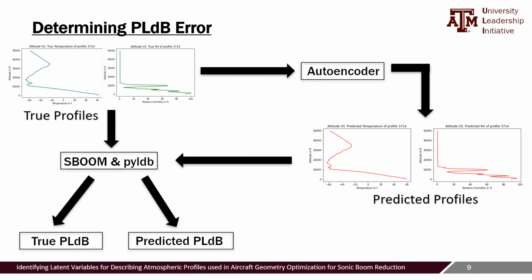Here's the process I went through for determining the perceived loudness error between the true and predicted profiles. First, the true profiles are run through the autoencoder to produce a predicted version of that atmospheric profile. Then, both the true and predicted profiles are run through S-boom and PYLDB to produce their respective perceived loudness values. These values can then be compared to see how well the autoencoder performed.